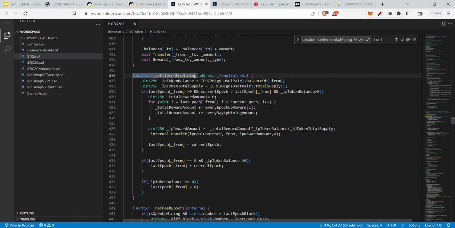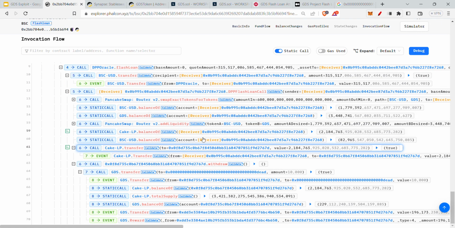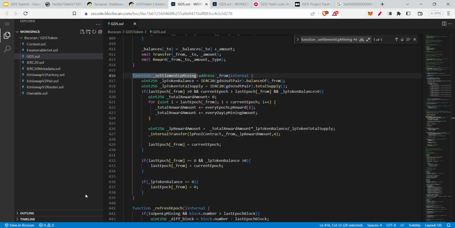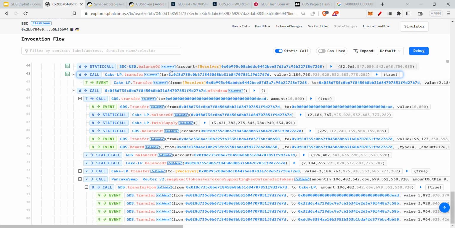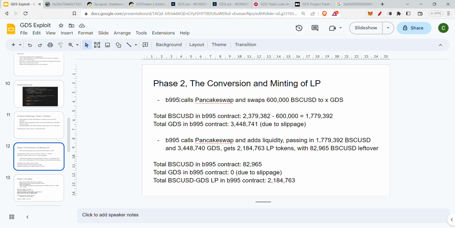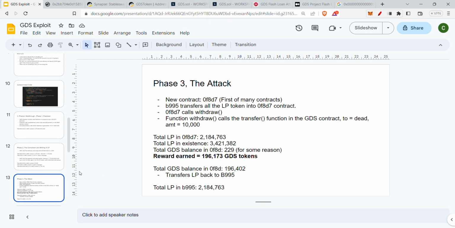Settlement LP mining address from. From is this address F8D7, sorry. F8D7. And these things happen. And many other things happen. So right now, in this F8D7 address, the LP token balance is 2.1 million. The balance of F8D7 is 2.1 million, correct? Because the first contract inside B995 transfers these 2.1 million tokens to this new contract F8D7.